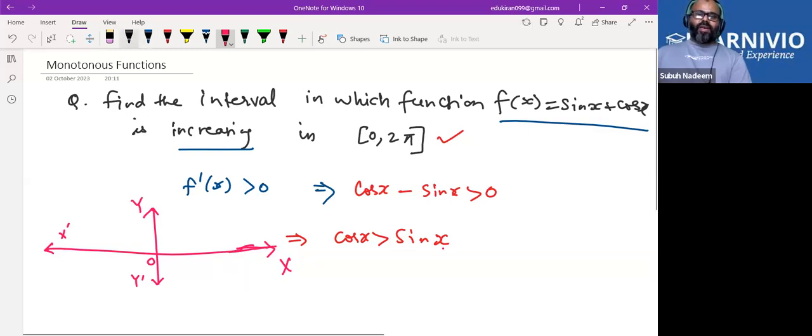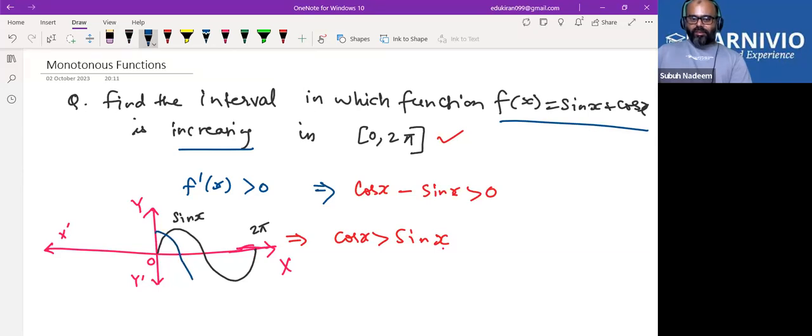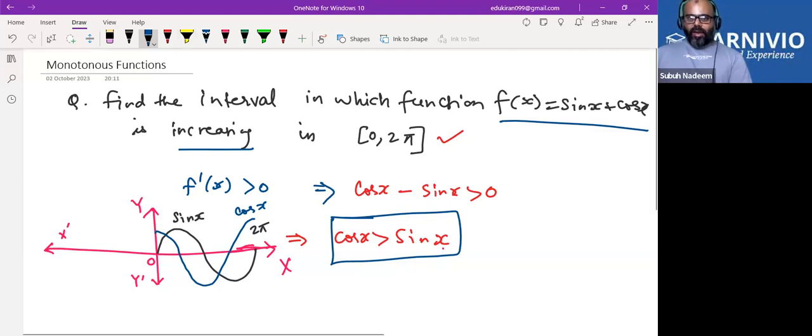You know the graph of sin x and cos x, right? Sin x between 0 to 2 pi is like this. This is 0 to 2 pi sin x graph. And the cos x graph between 0 to 2 pi is like this. Now, if you are saying that cos x is greater than sin x, where do you find cos x greater than sin x? Cos x is this blue one and sin x is this black one.